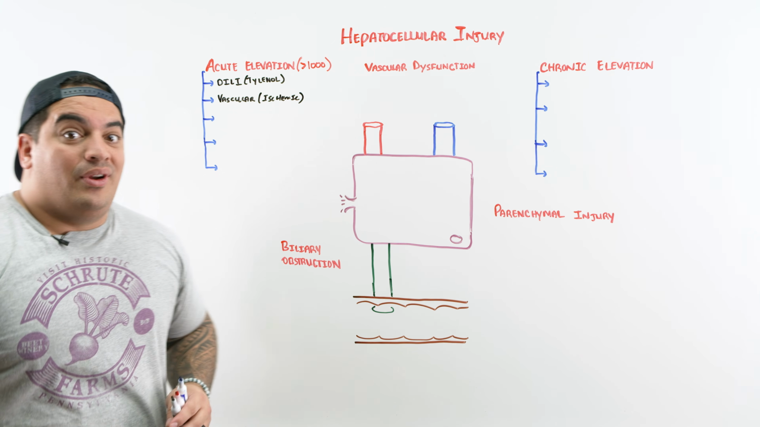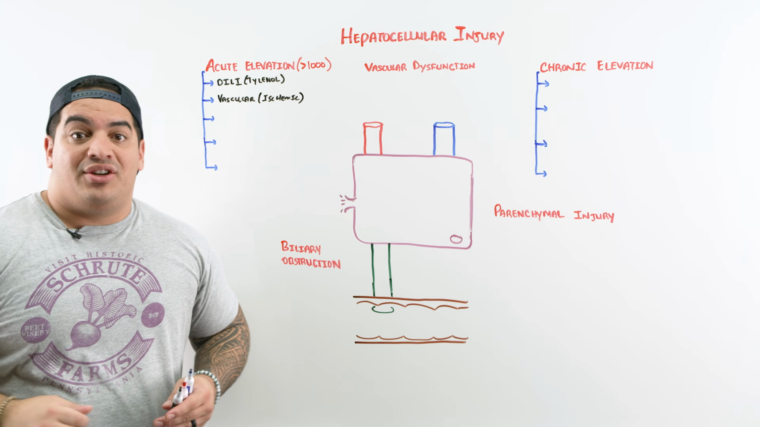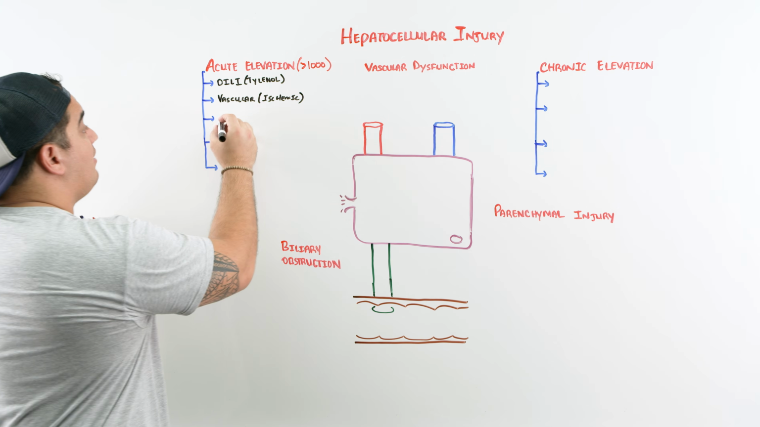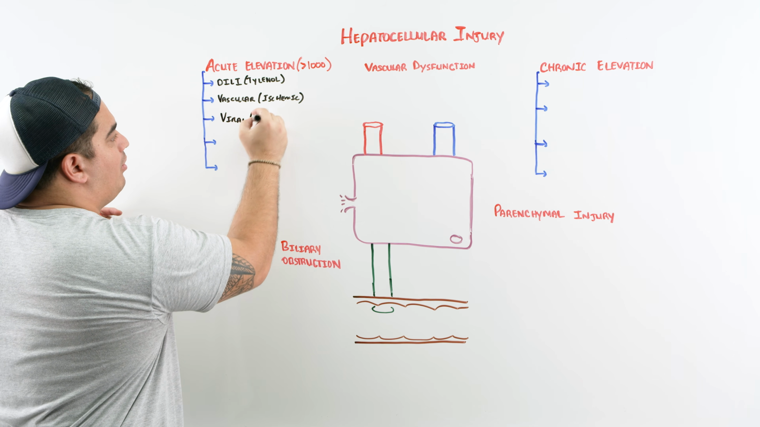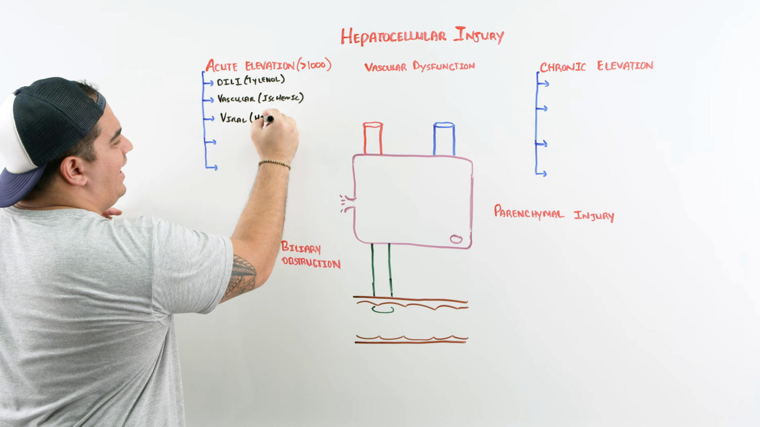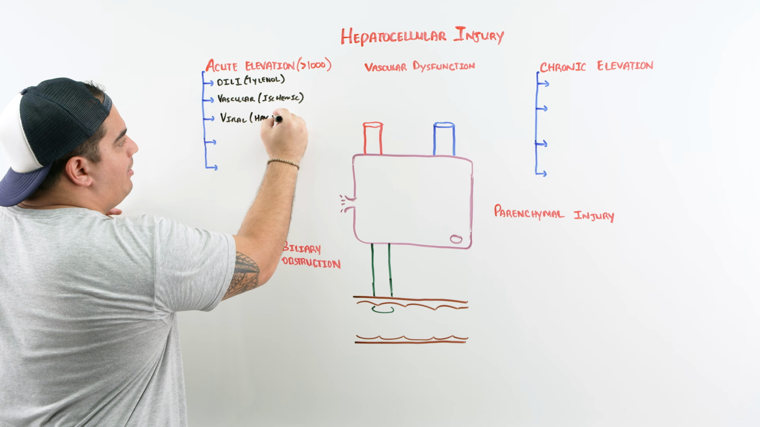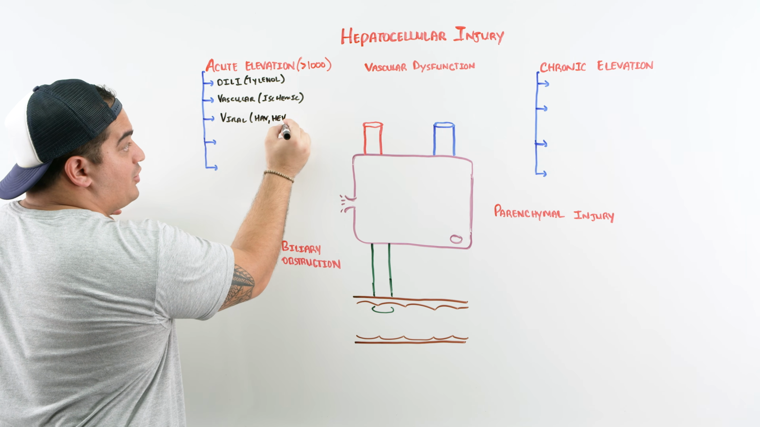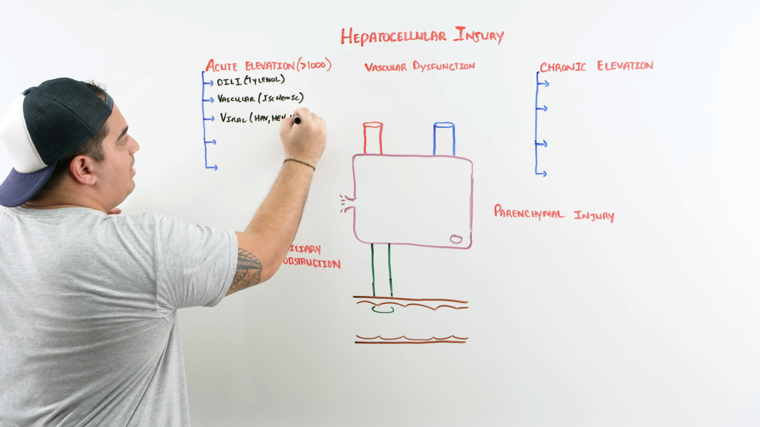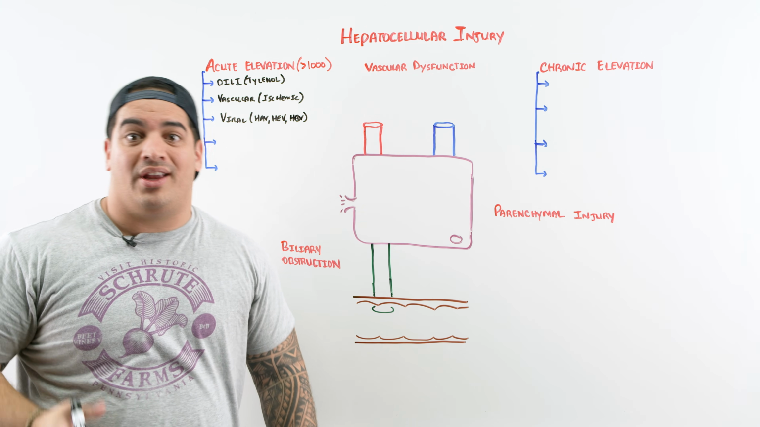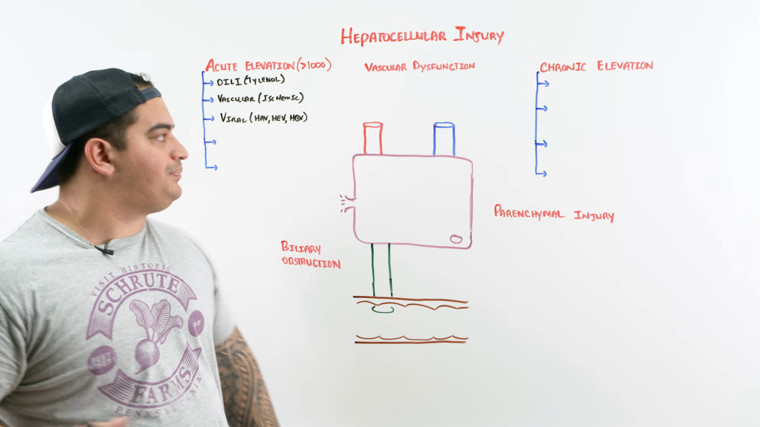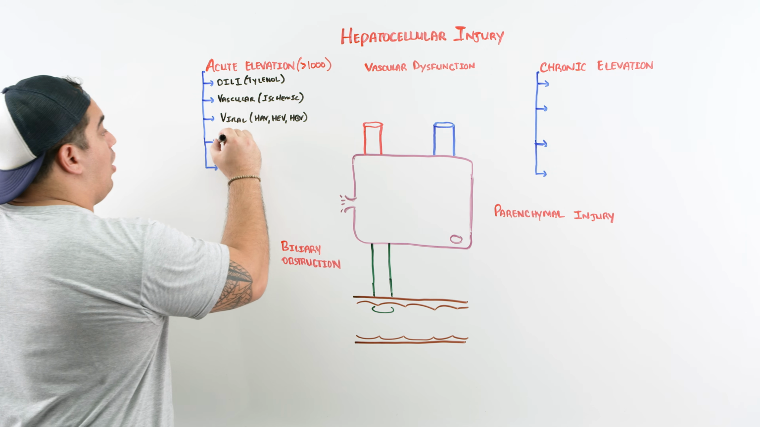The other one that really causes pretty significant elevations is viral. Usually viral infections are going to be a big one, and there are really a couple. I'd say hepatitis A is relatively rare. Hepatitis E is somewhat common, especially in pregnant patients. Hepatitis B virus, especially with co-infection of D, has been shown to be a pretty common one that can cause both acute and chronic disease.